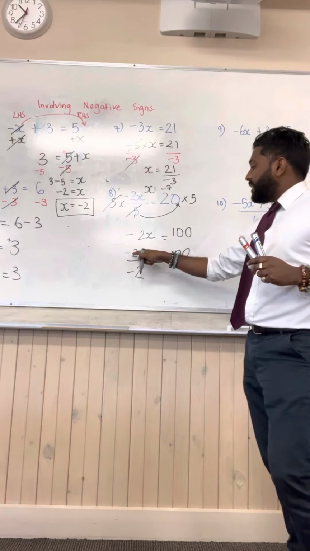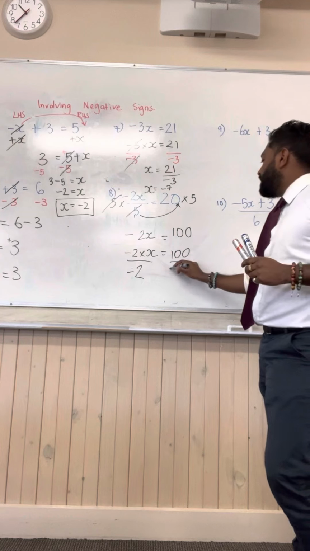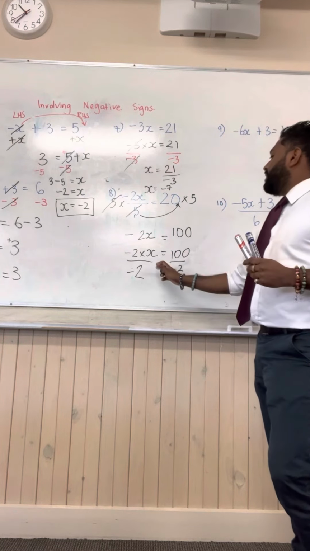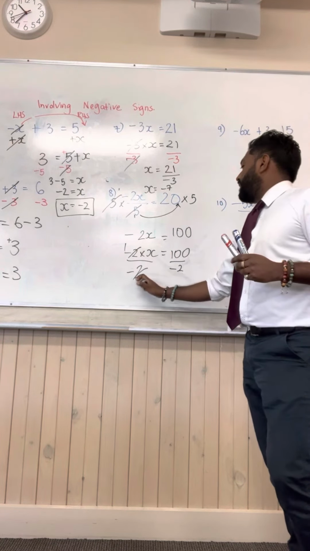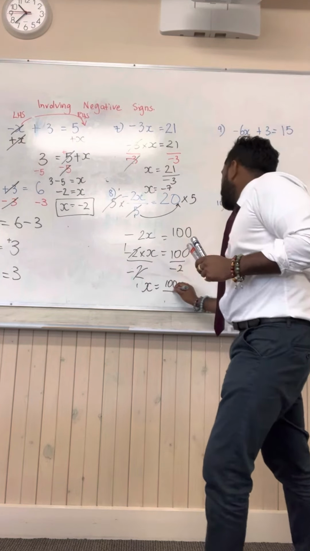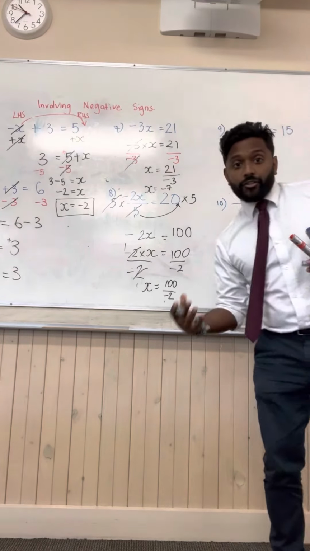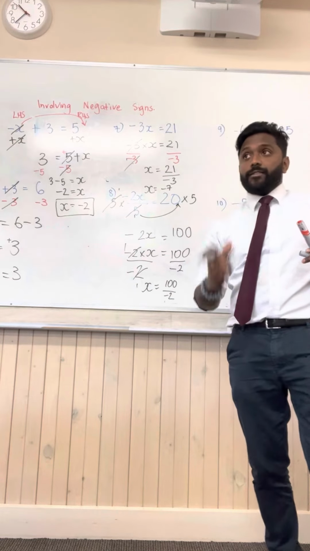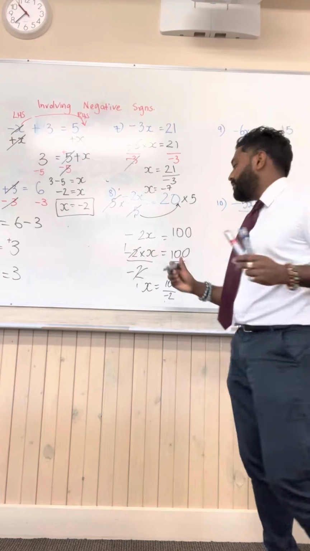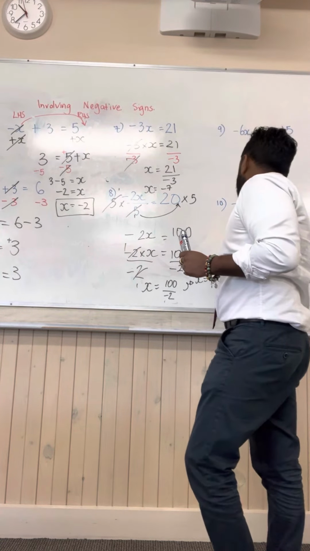So it's negative 2 divided by negative 2. Whatever you do to the left-hand side, you do to the right-hand side. So negative 2 here. Now, these two cancel out. What are you left with? x is equal to 100 over negative 2. What's 100 divided by 2? Work that out first. 100 divided by 2 is going to be x is equal to 50.